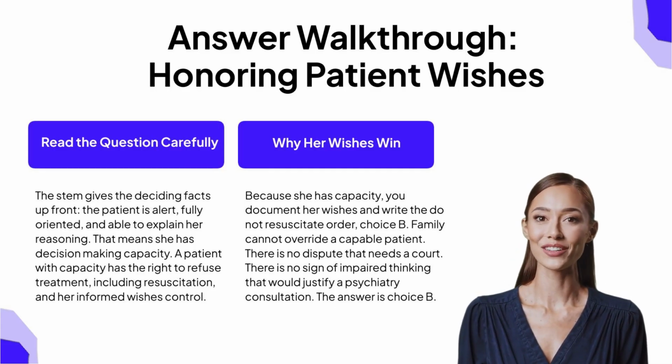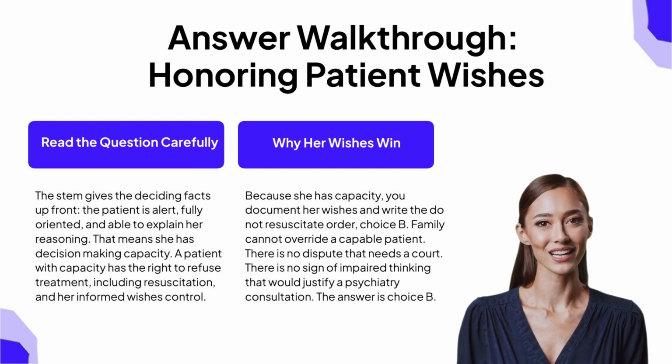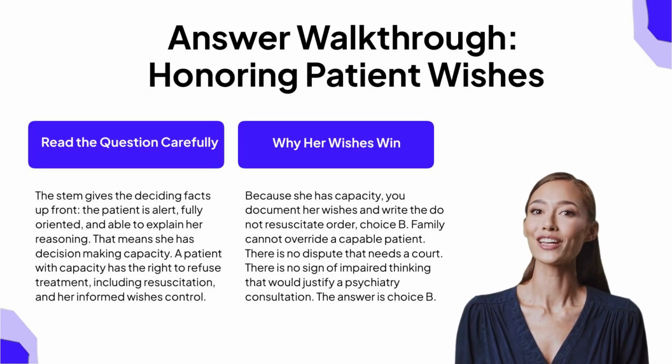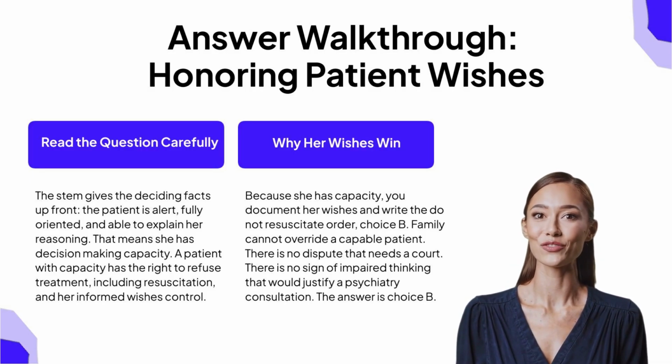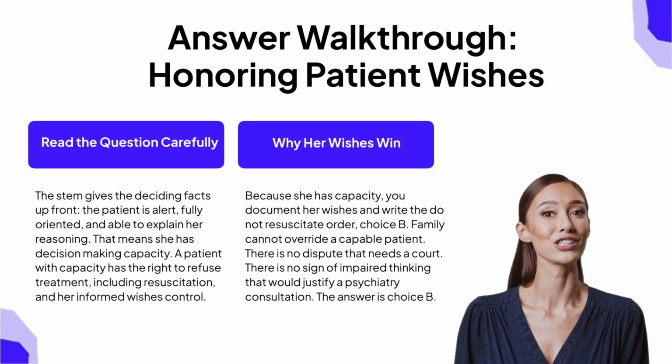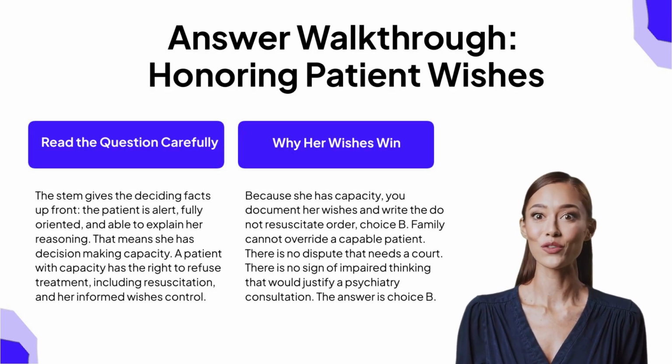First, read the question carefully. The stem tells you she is alert, fully oriented, and able to explain her reasoning, which means she has decision-making capacity. A patient with capacity has the right to refuse treatment, including resuscitation, and her informed wishes control the plan.